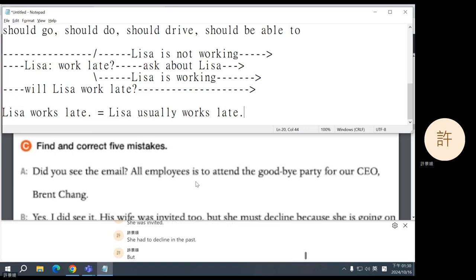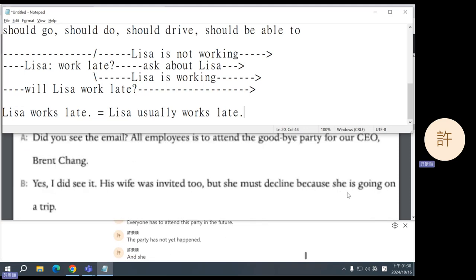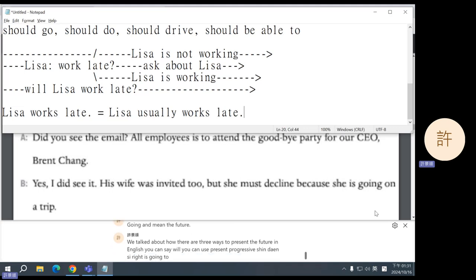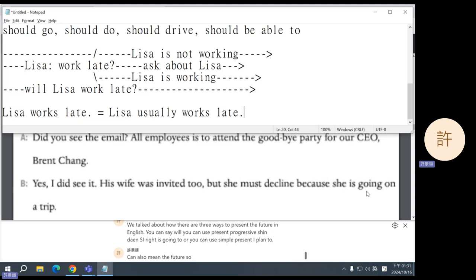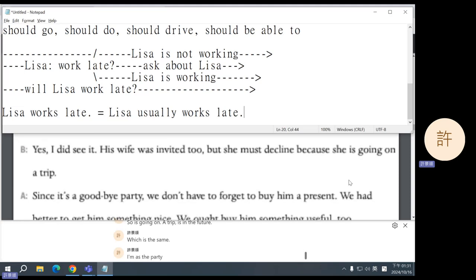But everyone has to attend this party in the future. The party has not yet happened. And she, in the future, will be on a trip. Is going can mean the future. We talked about how there are three ways to present the future in English. You can say will. You can use present progressive, 现在进行式, right? Is going to. Or you can use simple present. I plan to. Can also mean the future. So is going on a trip is in the future, which is the same time as the party. So this is correct.